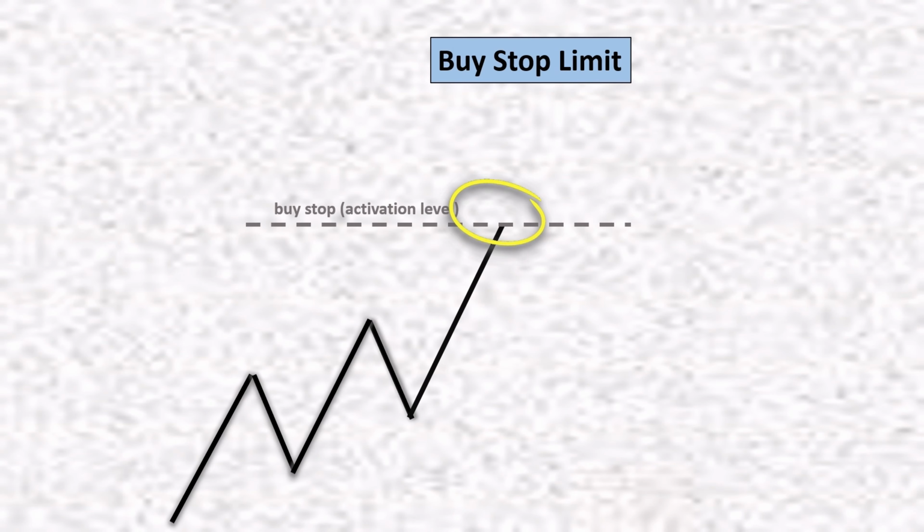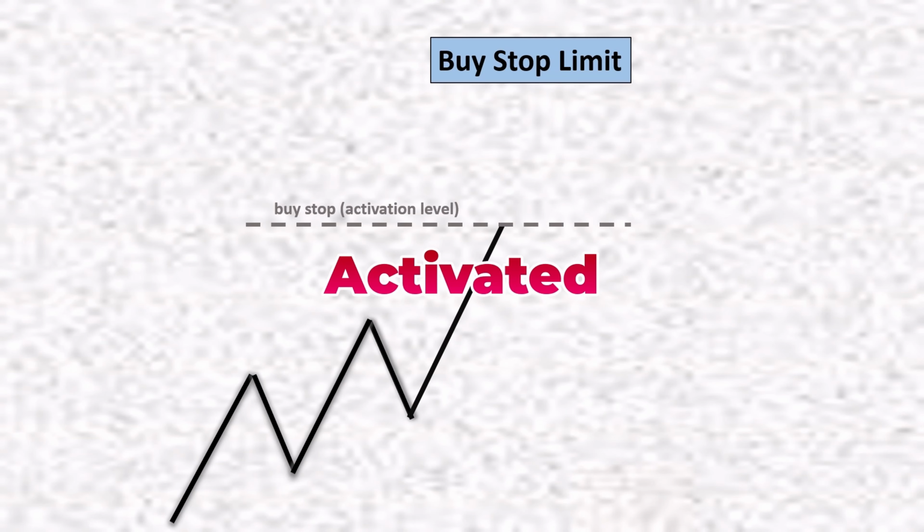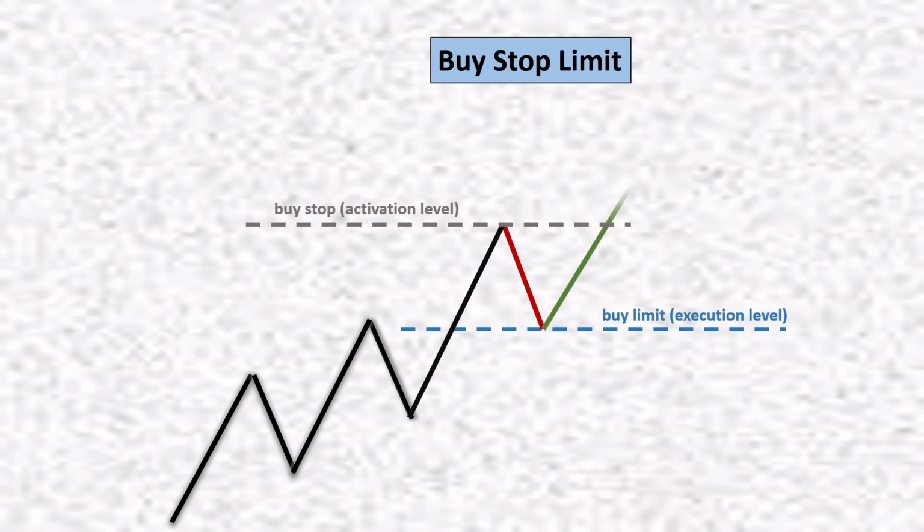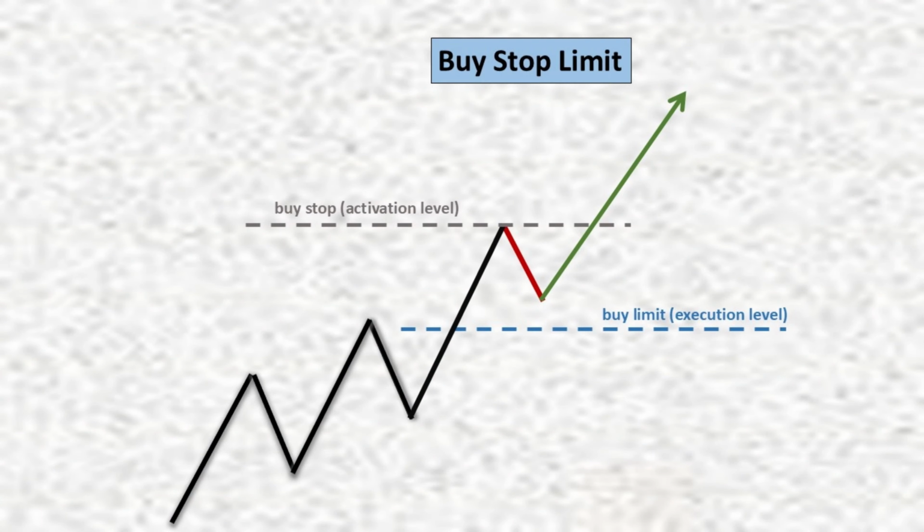When price rises to your stop price, your order is activated but not executed. The trade will only be executed when the price pulls back to the buy limit. But if price jumps directly to your stop limit and does not pull back to the buy limit, the trade will not be executed.